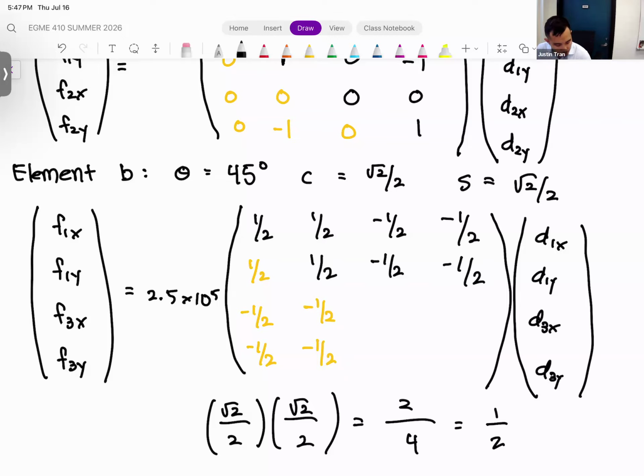Third row starts with a positive cosine squared, so that's going to be a positive 1/2. And then after that, we have a positive cosine sine, so that's going to be another positive 1/2 there. We write that into the corresponding column, so that's going to be another positive 1/2 right there. Right, and then the last entry in the bottom right is a positive sine squared, which is a positive 1/2.